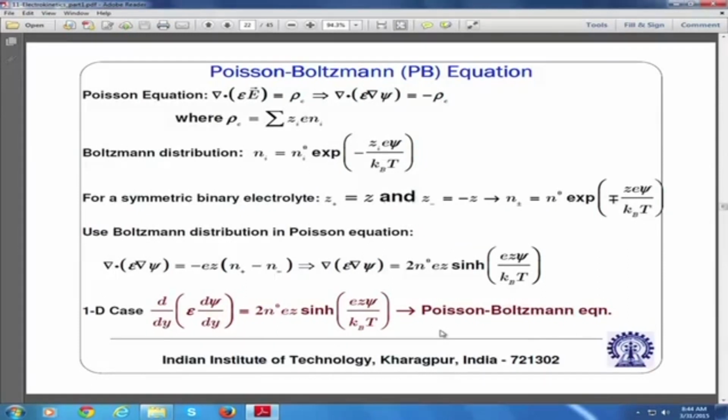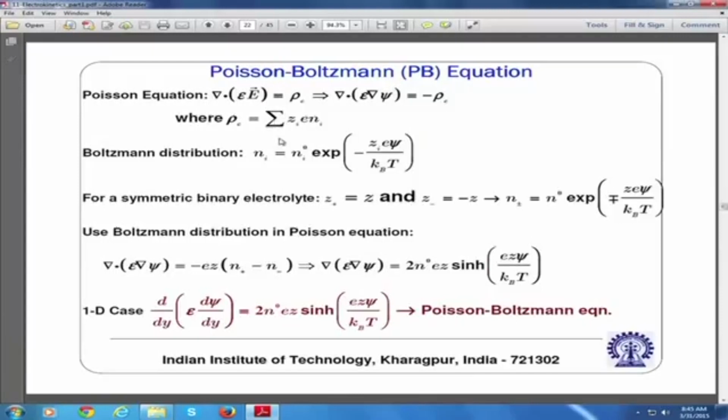So, now we have got another equation, the Poisson equation, and we will combine the Poisson equation with the Boltzmann distribution to get an equation which is explicitly expressed as a function of the potential in the electrical double layer, because one of our objectives is to solve for the potential within the electrical double layer. So, the Poisson equation, let us start with that. Del dot epsilon E is equal to rho E. So, what is rho E?